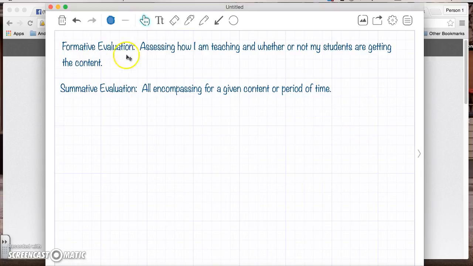So again, formative, we're basically saying, hey, how am I doing? Are my students learning in these small chunks? And is my instruction working to have them learn? Summative is, did they manage to retain that whole bigger chunk, that bigger unit of information?